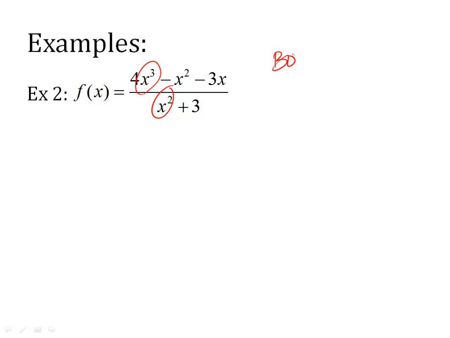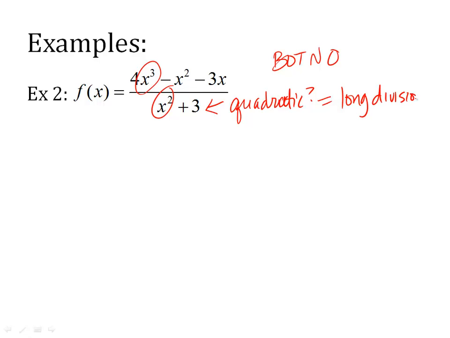On this example, again, x cubed over x squared. So again, it's a big on top. No horizontal, but an oblique asymptote. Now what's different about this one is the denominator is quadratic. If it's quadratic, that means I have to use long division instead of synthetic. You cannot use synthetic division if that x is squared or cubed or anything besides x to the first power.